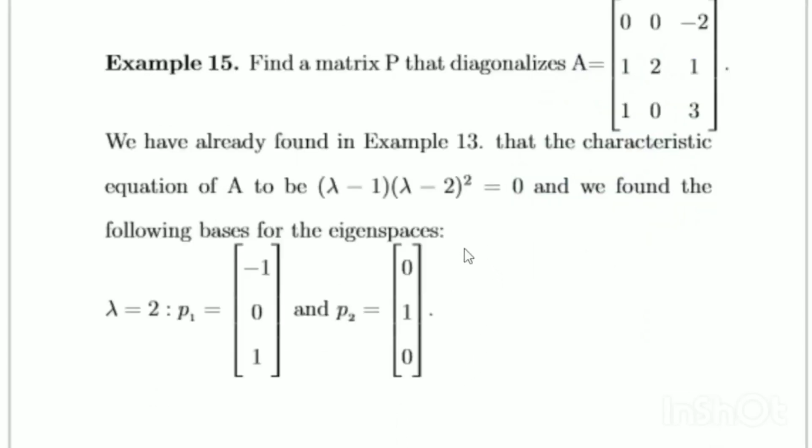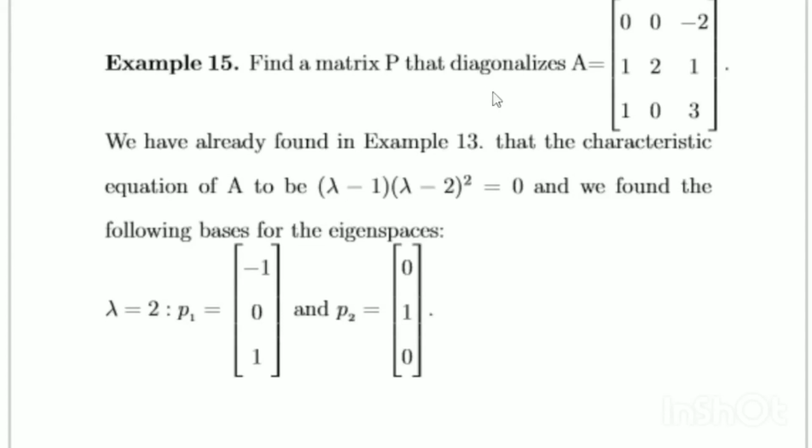Okay, we can check an example of diagonalization. Find a matrix P that diagonalizes A equal to [0, 0, -2; 1, 2, 1; 1, 0, 3]. We have already seen how to find the characteristic polynomial, characteristic equation, then the eigenvalues and eigenvectors. Up to this you know.